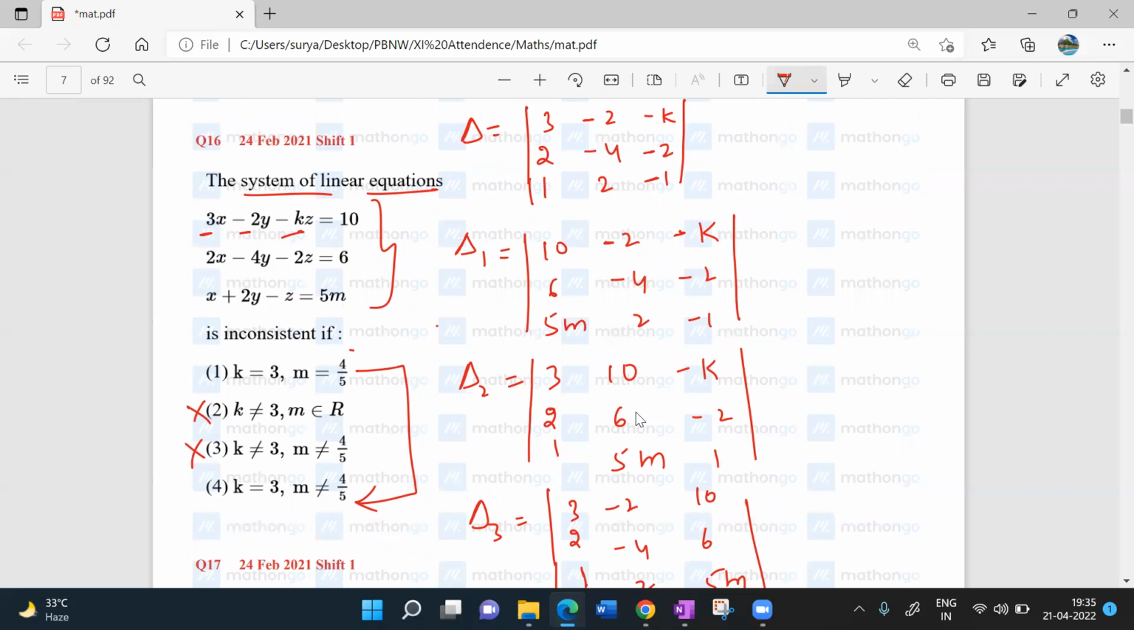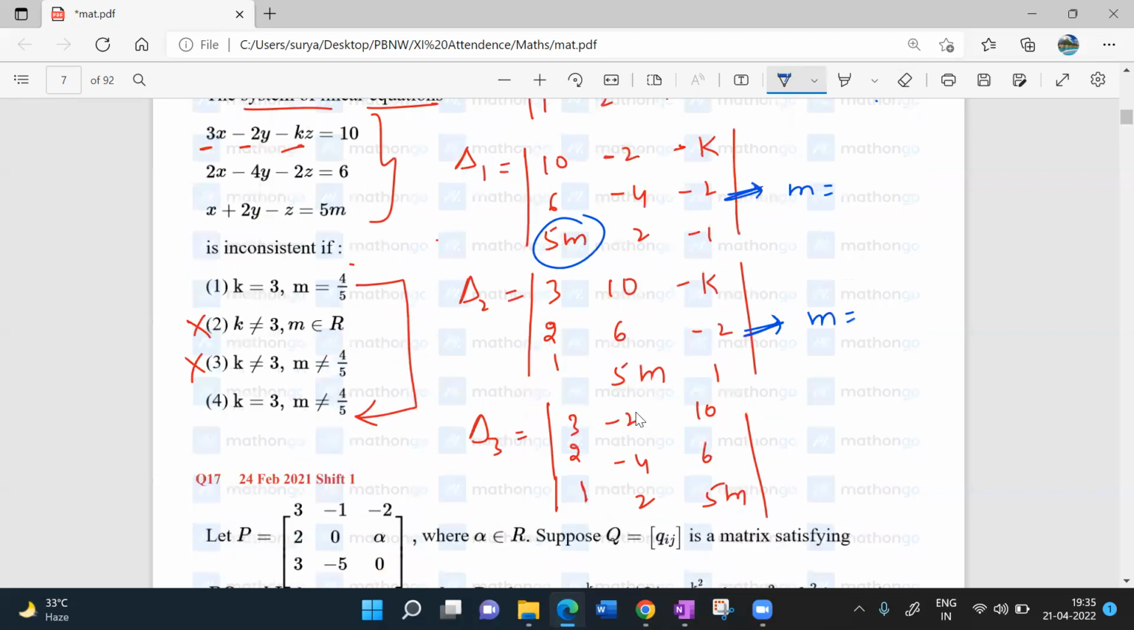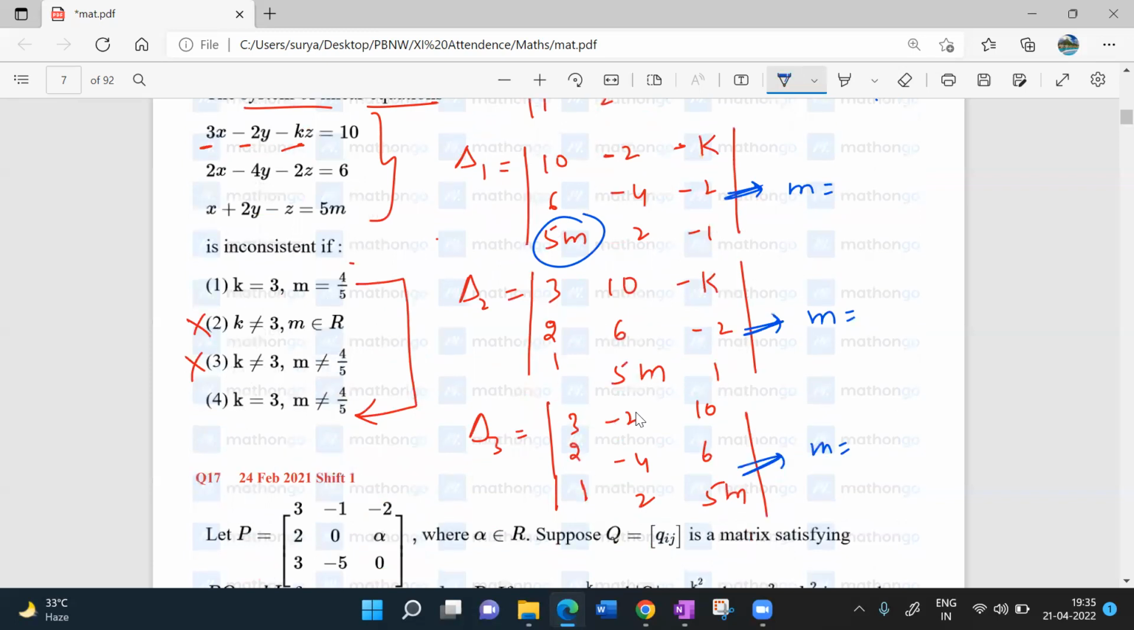If you find the determinant, I'll tell you a trick here. If you find out the determinant of this, can't you get the m value? Yes, definitely you will get the m value. Find out the determinant of this, and you will definitely get the m value here. You also get the m value here. If you find the determinant here, you will get the m value. Then from that you can decide it very easily.